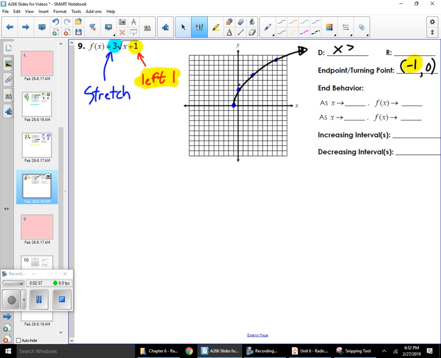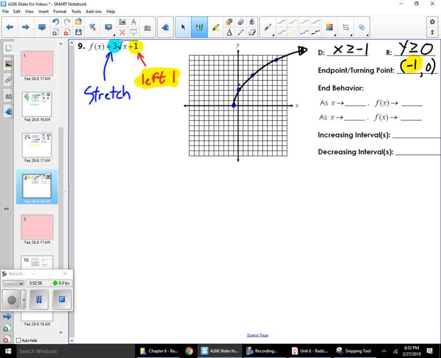Notice that the domain is no trickier than it was in the past. This is going to be all x values greater than or equal to -1, because we start at that -1, and then we move to the right. Our range is going to start at 0. Our smallest y value is 0, and then as we look up, we get all the positive numbers.